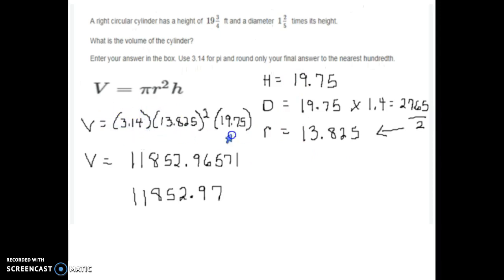3.14, 13.825 is our radius squared, times our height of 19.75, and then we get 11,852.96571. So if we round that to hundredths, this is 5 or greater, so we're going to go up to 0.97. Good luck on the quiz.